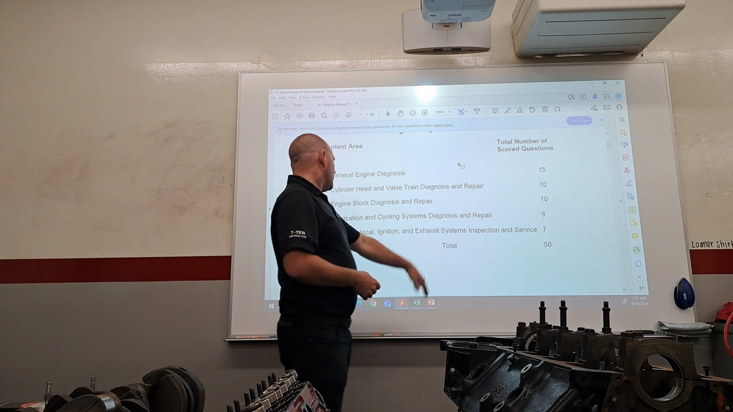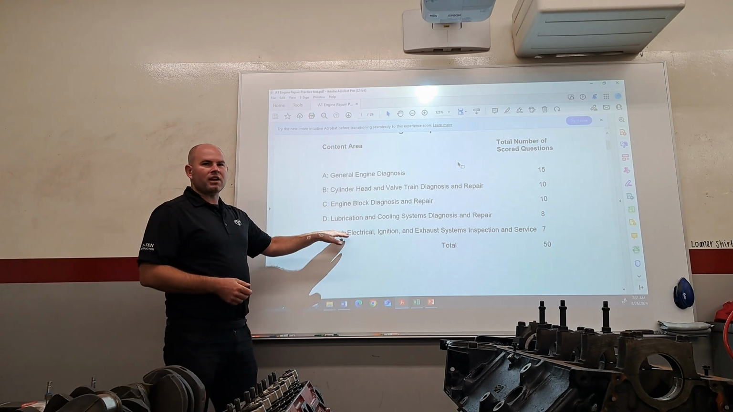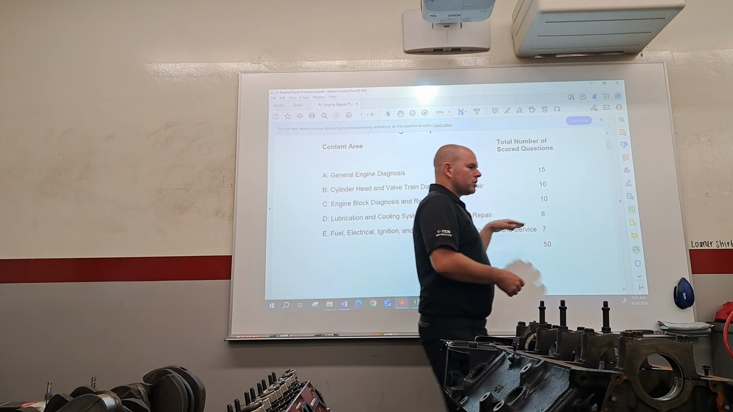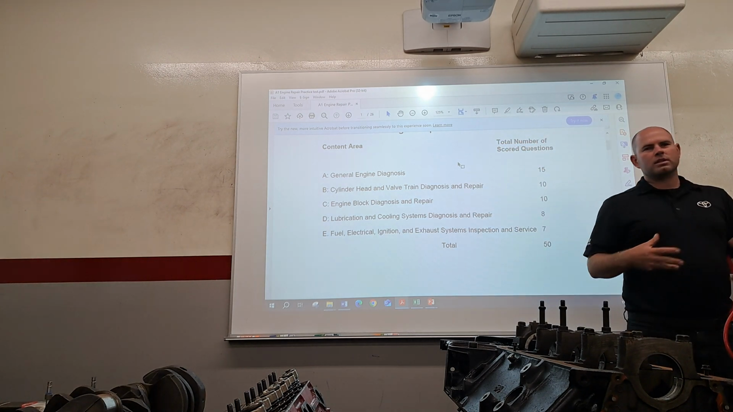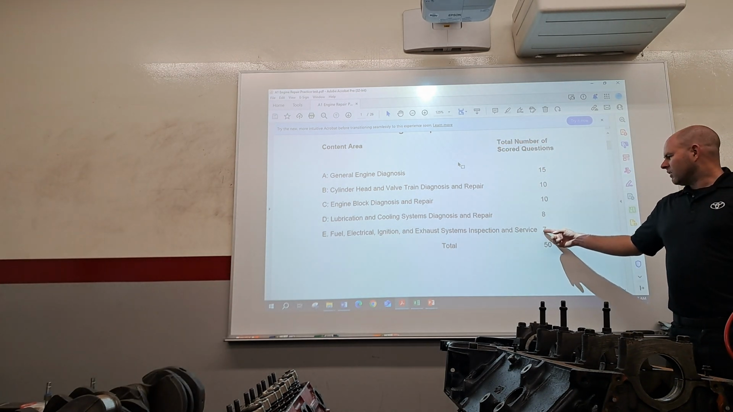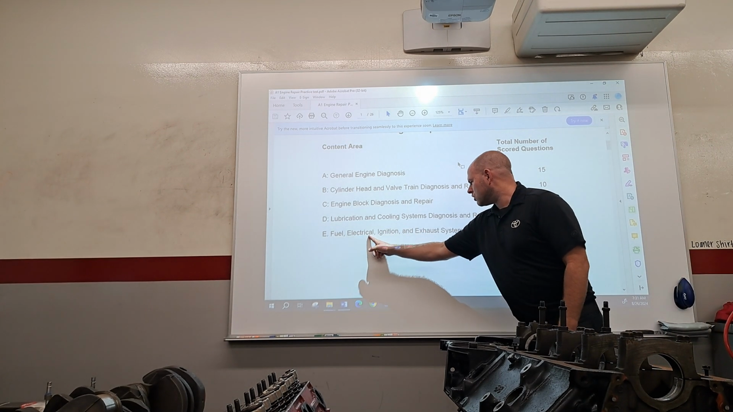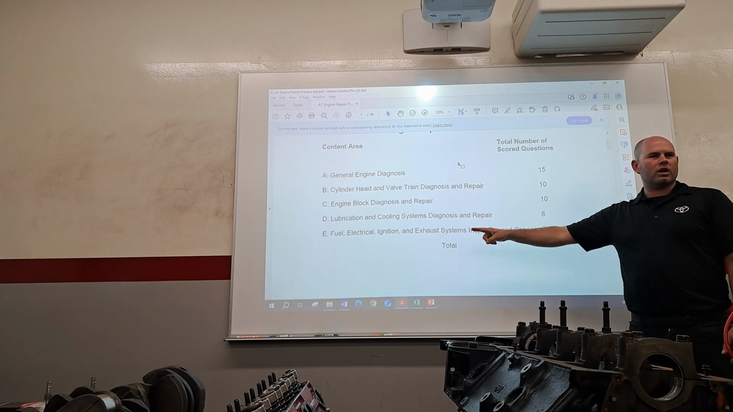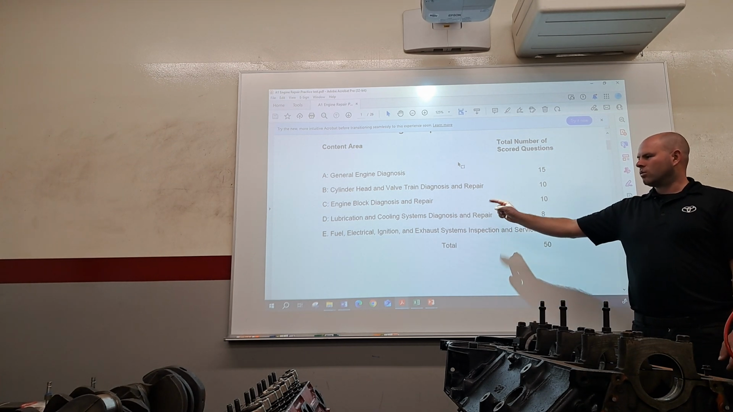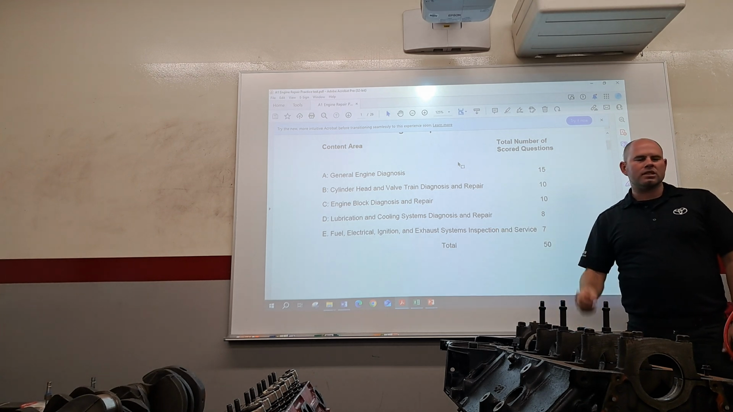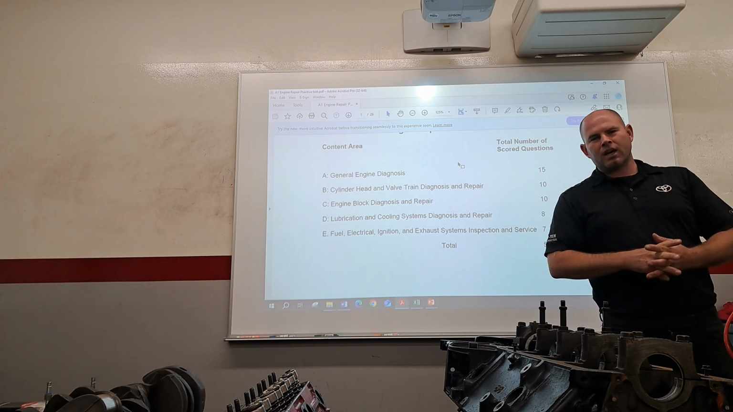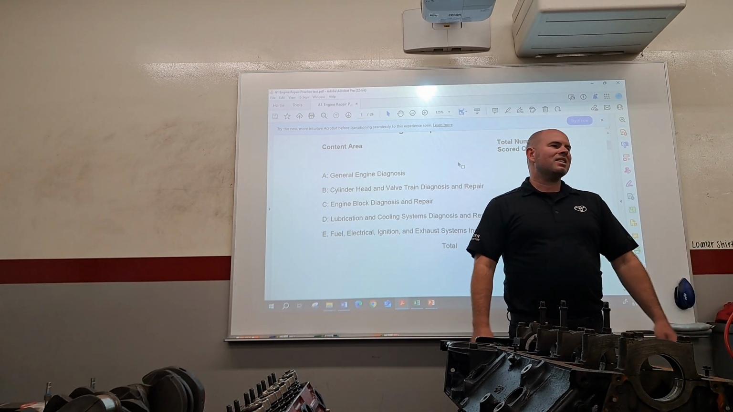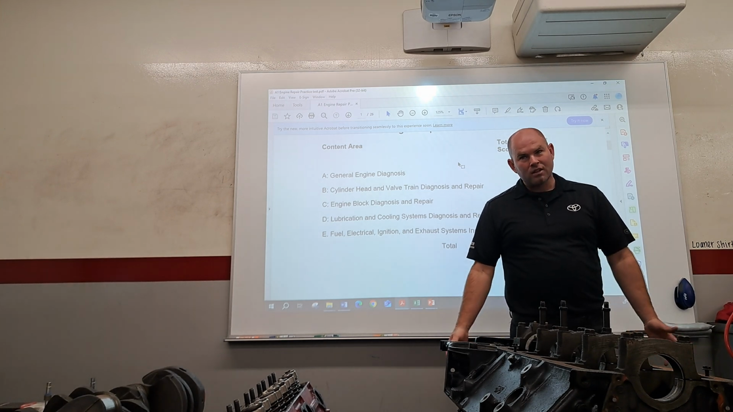And then last but not least, and this one is kind of a pain, to be honest with you, fuel, electrical, ignition, and exhaust systems. So that's like a whole lot of systems for 7 questions. For 7 questions, you're going to have 1, 2, 3, 4 systems. So really, you might have 1 or 2 questions on fuel, 1 or 2 on electrical, 1 or 2 on ignition, and 1 or 2 on exhaust. So we don't spend a ton of time on fuel systems, but it's on the ASE. We got to at least cover some of it, so we're going to cover it at like a basic level.